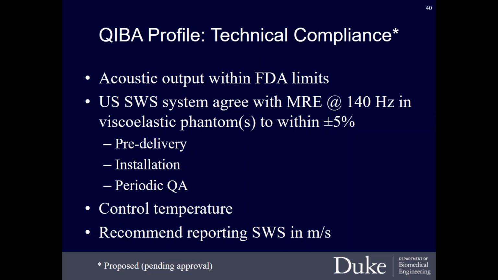And we're actually going to impose the agreement between the ultrasound systems and MRE at 140 hertz, which right now empirically was one of the best matches we had from the existing systems, with a target corridor of plus or minus 5% on the reconstructed shear wave speed. The hope would be to do comparisons for quality assurance pre-delivery before a system would go to an institution, after installation, and then some regular quality assurance after installation.